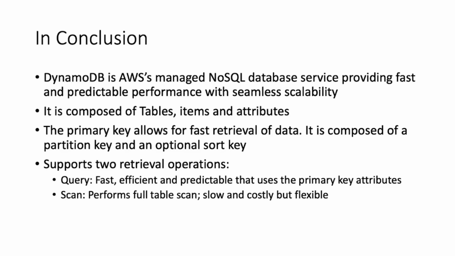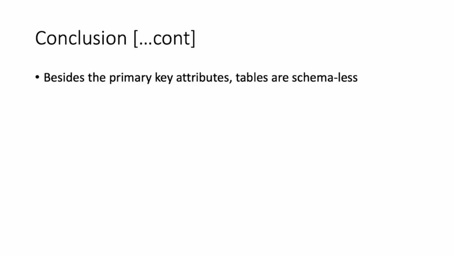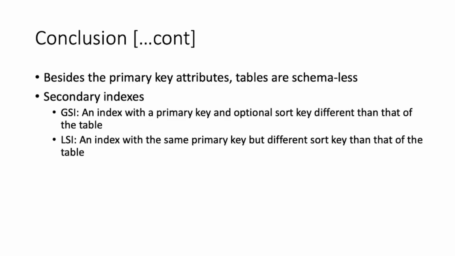And then the other operation is scan, which performs a full table scan. It is slow and costly, but it is flexible as well because you can query based on any attribute. DynamoDB, being a NoSQL database, is schemaless. The only attributes for which some sort of schema is enforced are the primary key attributes. And we also have secondary indexes in DynamoDB. We have the global secondary index, where we could have the primary key and the sort key be totally different from what we have on the table. We also have local secondary indexes that use the same primary key but can have a different sort key than what we have on the table.